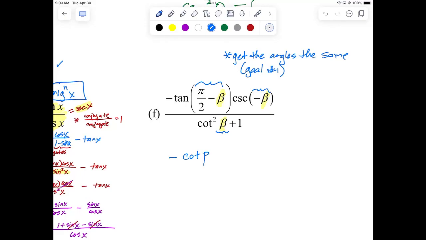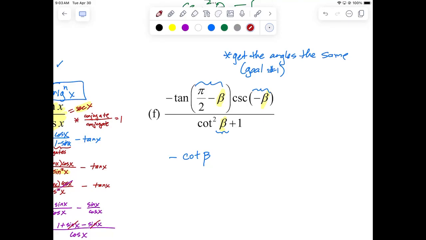Cotangent of beta, right? That's the cofunction identity. Thank you, Lawson. Tangent of pi halves minus beta is equal to the cofunction cotangent of beta. So that takes care of that one. Okay, the next one, cosecant of negative beta. The question is, do I forget about the negative or bring it out front? Is cosecant even or odd?